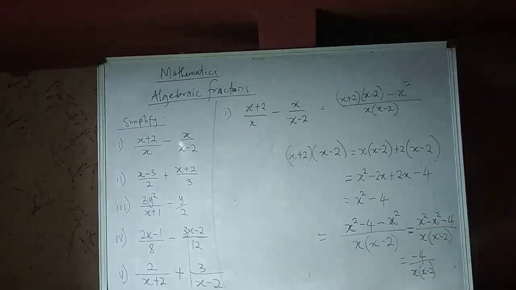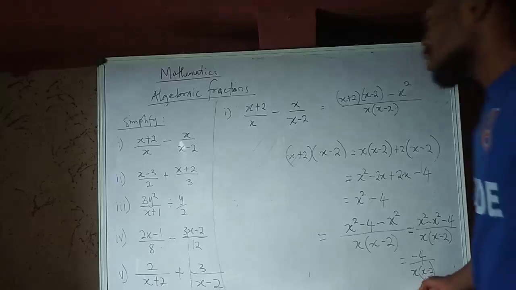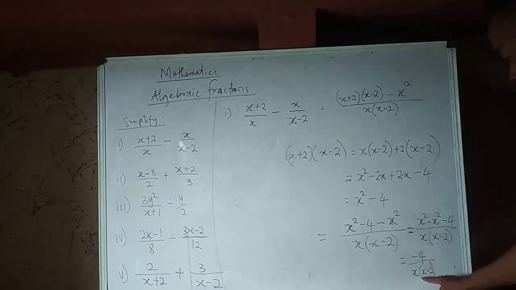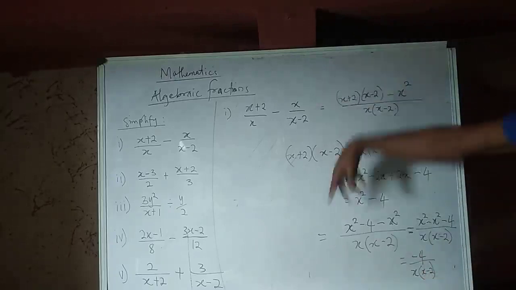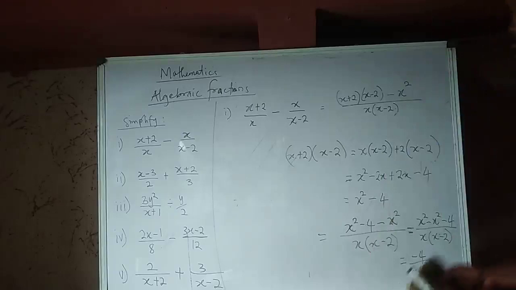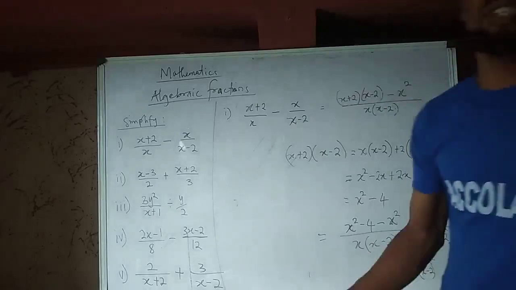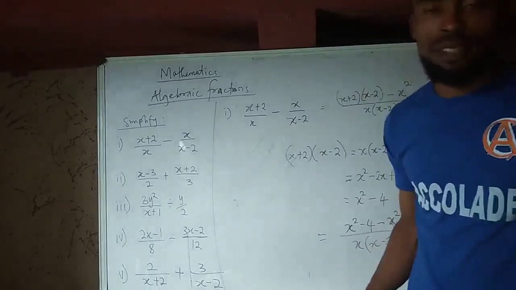You see? So that's what I have. Okay, yeah, you can see that. So that's what I have here: minus 4 all over x into the bracket of x minus 2. So you can just follow this process, pause the video if you want to write this out, and then follow this process and try on your own. You need to give this thing time, practice time.